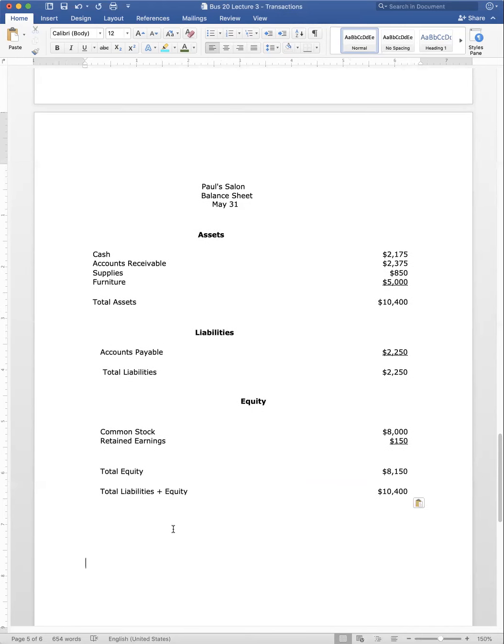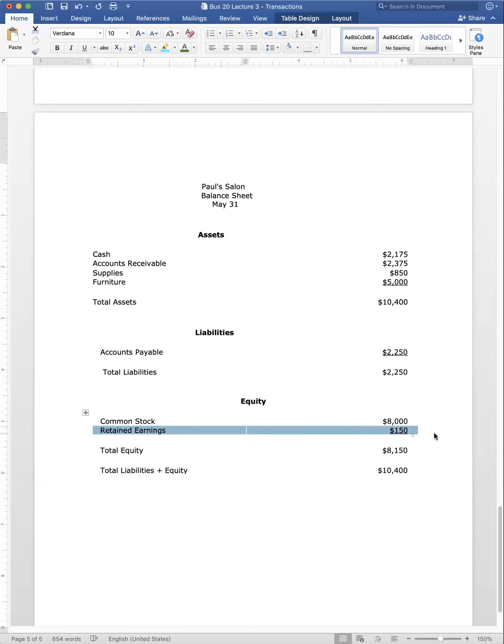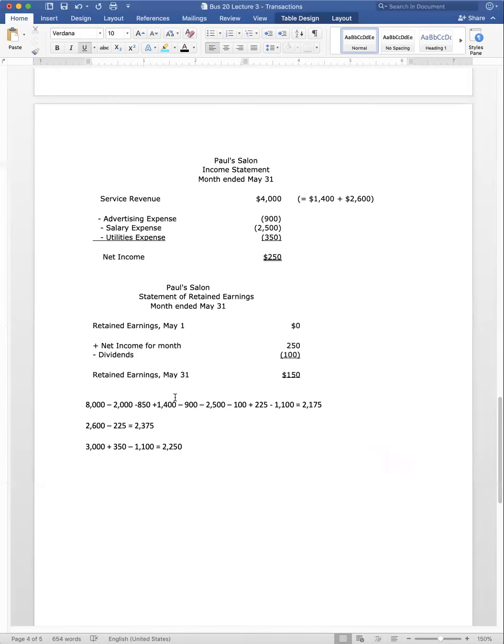Okay, one last thing, and I didn't address this, but I'm sure a couple of people were asking it. Back when I was doing this, and I said, oh, our second account here in equity is retained earnings, I think some people might have been thinking, wait, isn't that dividends? Shouldn't dividends be the other account in equity? Well, dividends does impact equity, but it impacts equity through retained earnings.